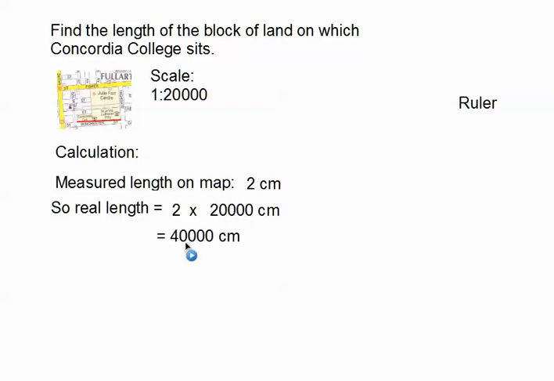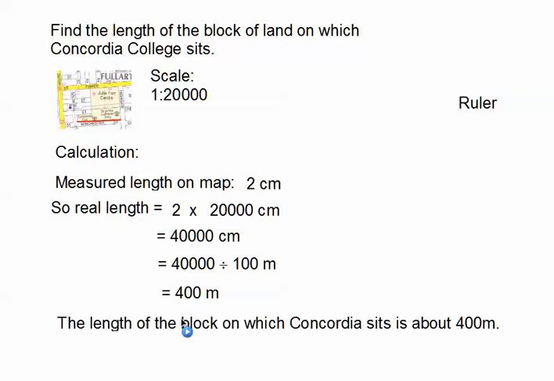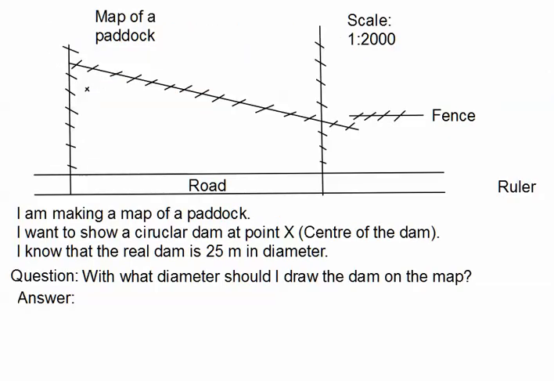Now we don't have much idea of that, 40,000 centimeters, so we should convert it to suitable units. To change centimeters to meters, we're going to divide by 100. And to divide by 100, we cross off 2 zeros. So the length of the block of land that Concordia sits on is about 400 meters. In going from the map to real life, we multiply by the scale factor.